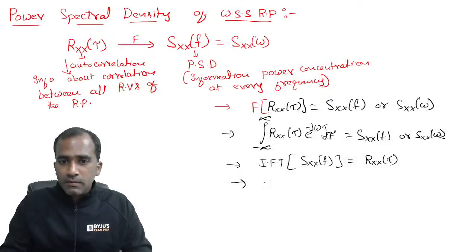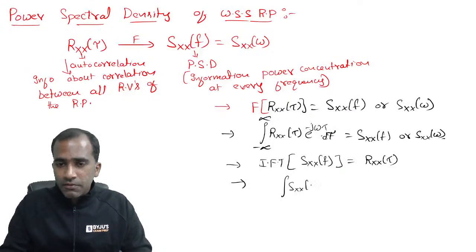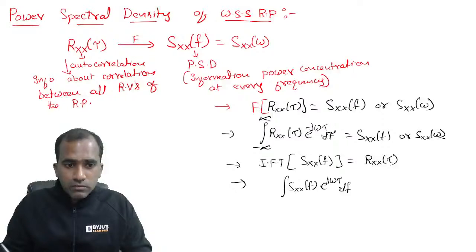Let us write that mathematical formula. Integration SXX of f e power j omega tau df. We're talking about f, it should be f only. Instead of omega, you can write it as 2 pi f tau. You can write it as 2 pi f tau.